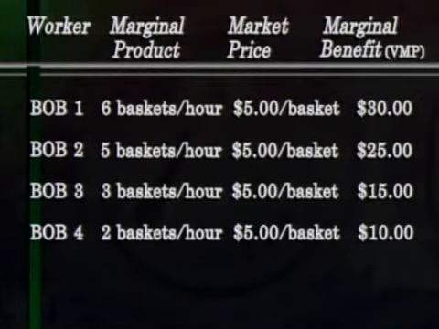Let's examine the benefits each worker brings to the employer. In this table, we see that Bob 1 picks 6 baskets of cherries in 1 hour, generating benefits of $30 to the firm. Bob 2 picks fewer baskets than Bob 1 and generates only $25 in benefits to the firm. Next comes Bob 3, who generates $15, and Bob 4 is the worst. He only picks 2 baskets an hour.